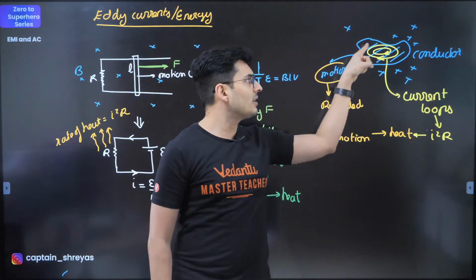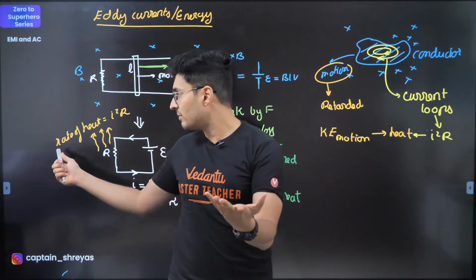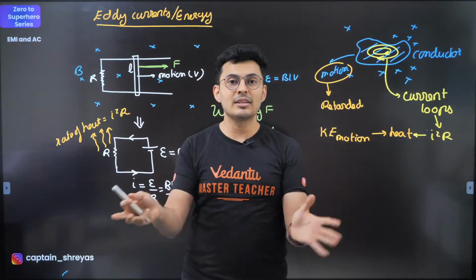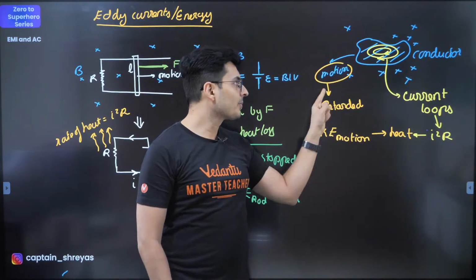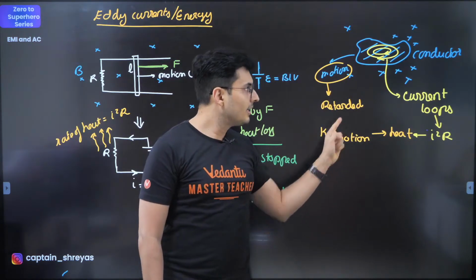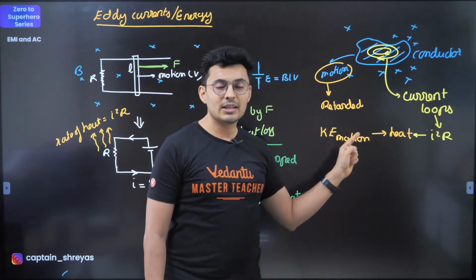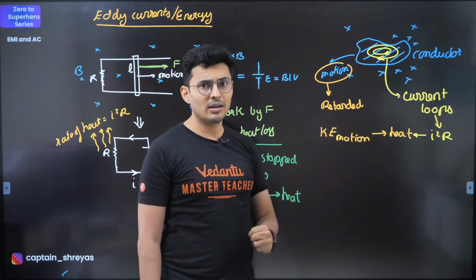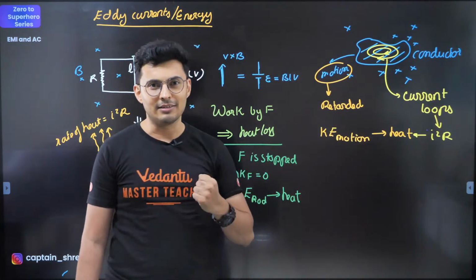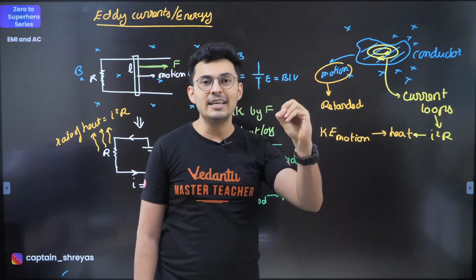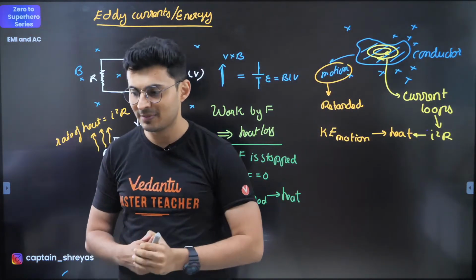And once the current starts flowing, it will obviously create some energy loss. And that energy loss comes at the expense of the kinetic energy. Hence the motion gets retarded. The current loops create heat loss in that particular conductor. This is basically coming from the loss of the kinetic energy. This is called as the eddy current loss. Understood, guys?